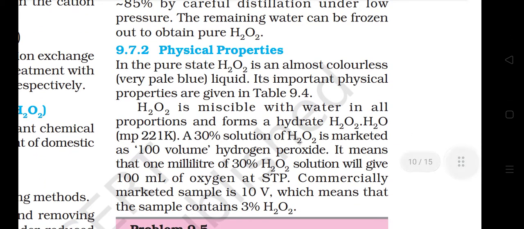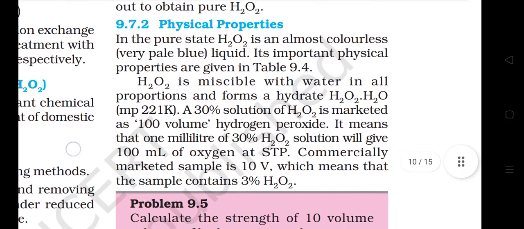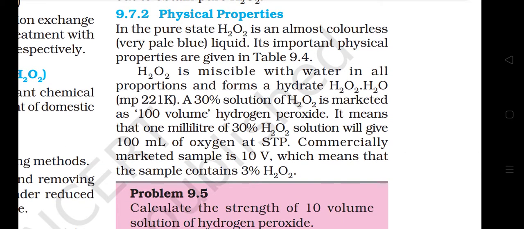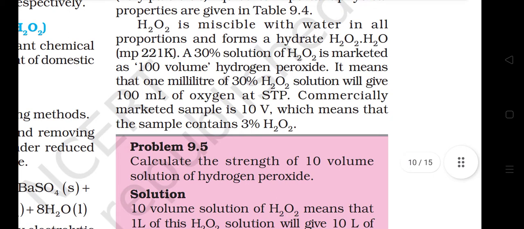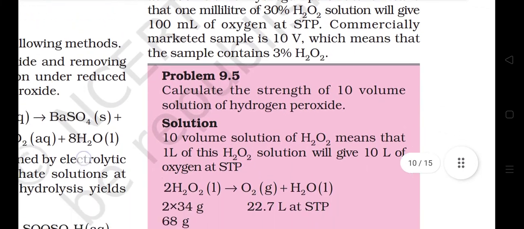9.7.2 Physical properties. In the pure state, H2O2 is an almost colorless, very pale blue liquid. Its important physical properties are given in table 9.4. H2O2 is miscible with water in all proportions and forms a hydrate, H2O2·H2O, melting point 221 Kelvin. A 30% solution of H2O2 is marketed as 100 volume hydrogen peroxide. It means that 1 milliliter of 30% H2O2 solution will give 100 ml of oxygen at STP. Commercially marketed sample is 10 volume, which means that the sample contains 3% H2O2.